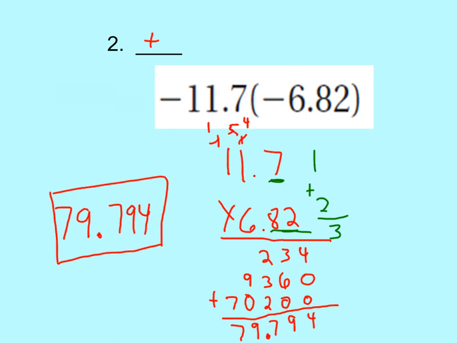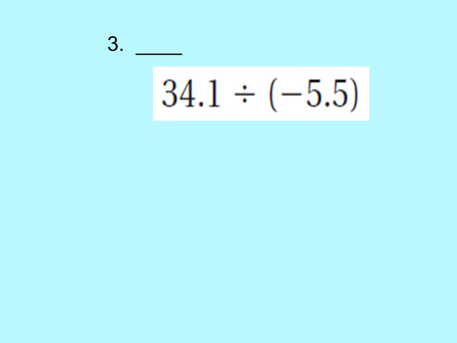Let's look here at number 3. Number 3, we're starting division. First thing we do is figure out our sign. Positive divided by negative, we know our sign is negative. Now we can forget about our signs for the rest of the problem. We're going to set it up. We're dividing 34.1 by negative 5.5.